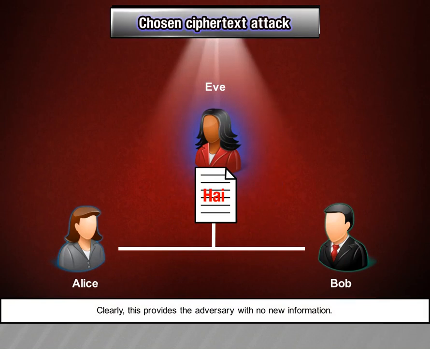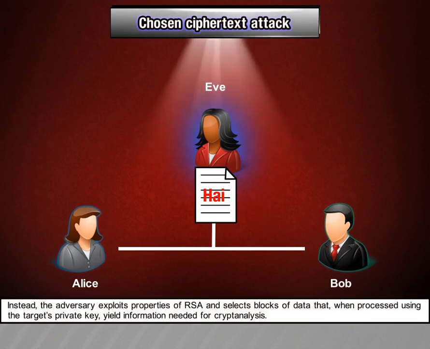Clearly, this provides the adversary with no new information. Instead, the adversary exploits the properties of RSA and selects blocks of data that, when processed using the target's private key, yield information needed for cryptanalysis.